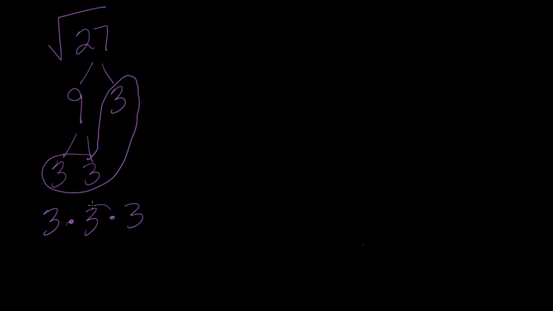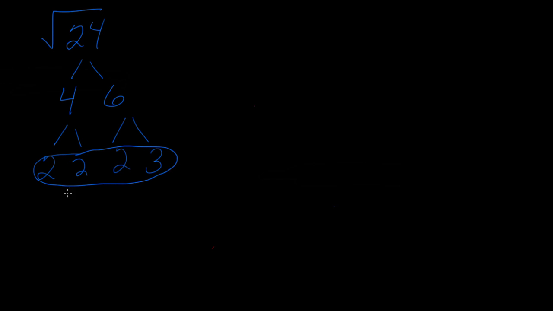We're going to circle our pairs, and whatever is not circled will be left under the radical. Whatever is circled, you pull out 1 so that it goes on the outside. Let's try it one more time. I really want to make sure that you got this.